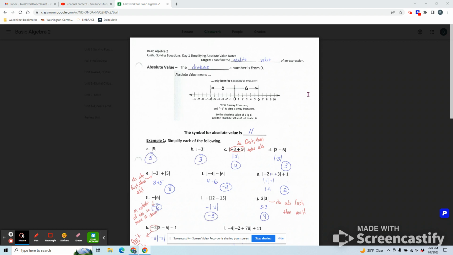So before we get into simplifying, let's talk about what absolute value is. The absolute value is the distance a number is from 0. So in this diagram it says, here's 0. 6 is 6 away from 0. But the same thing as -6 is also 6 away from 0. So it doesn't matter that it's positive or negative, they're both 6 units away.